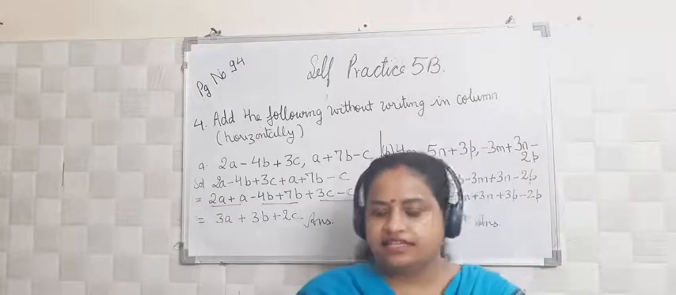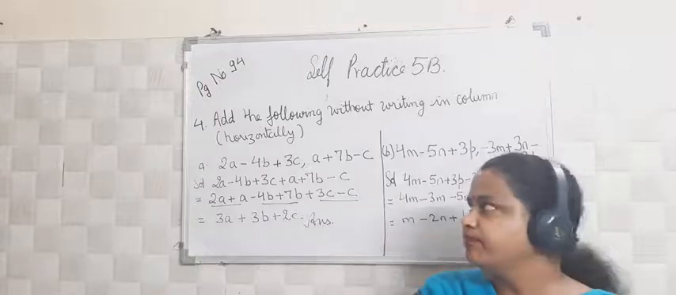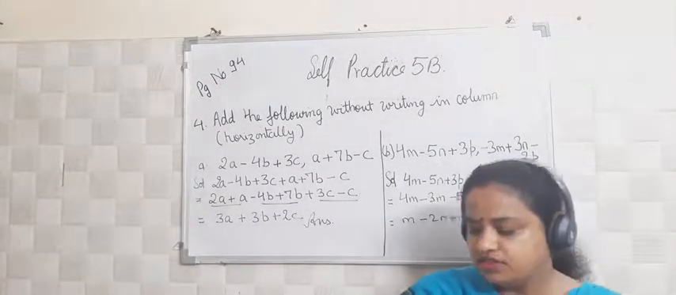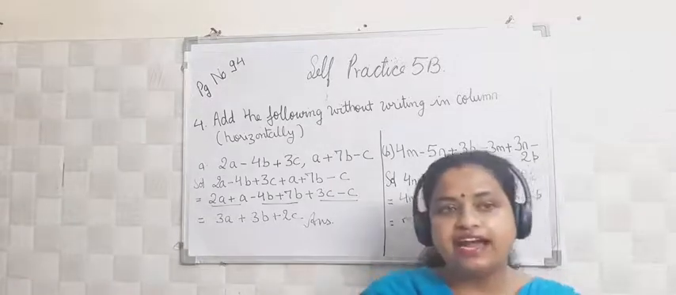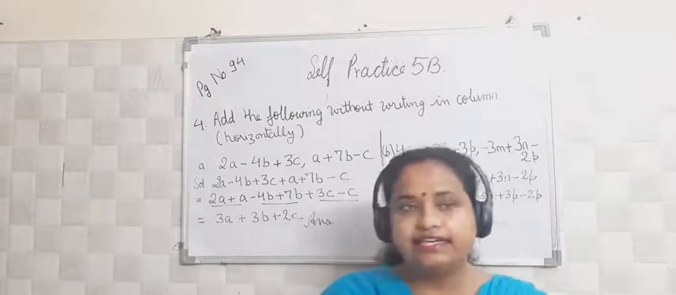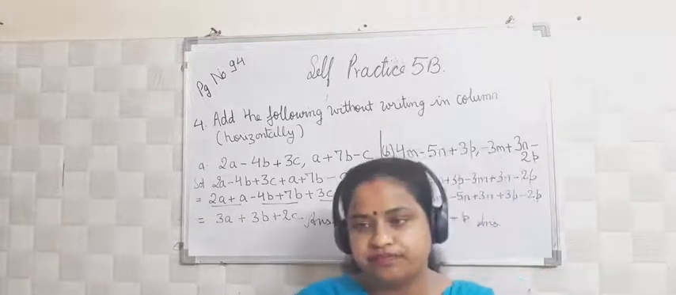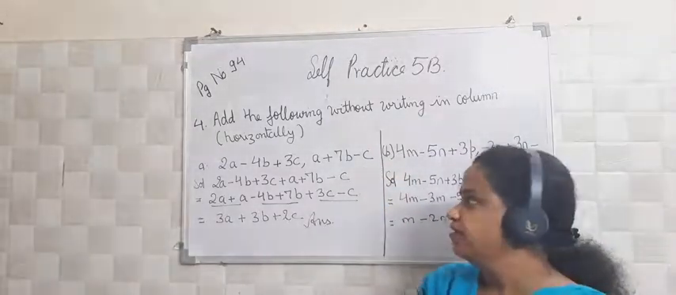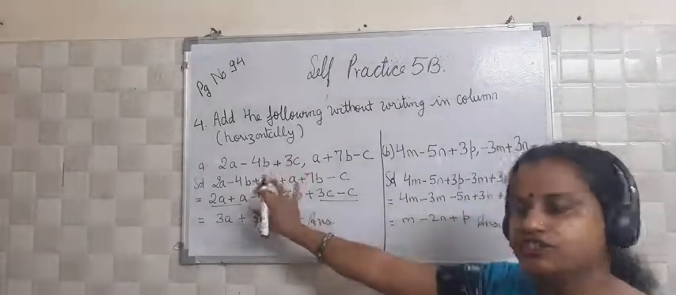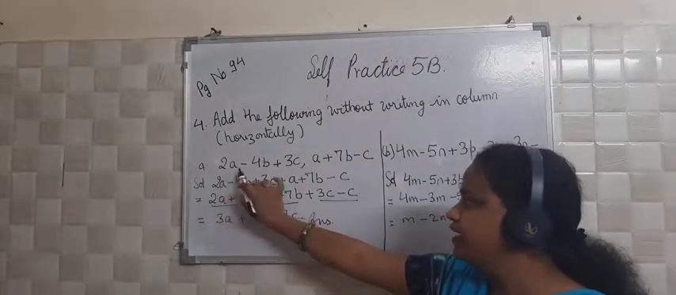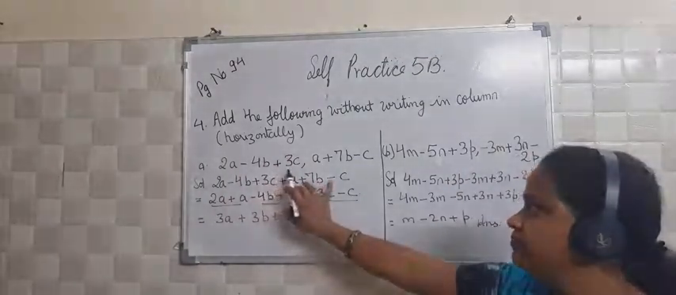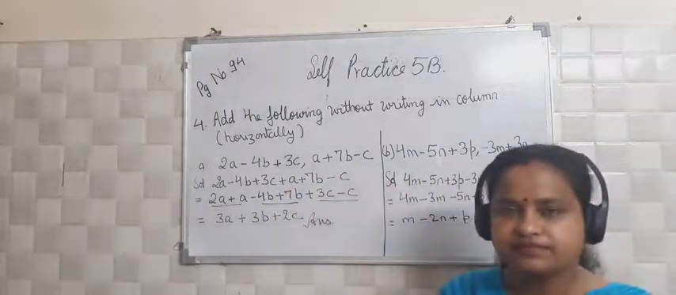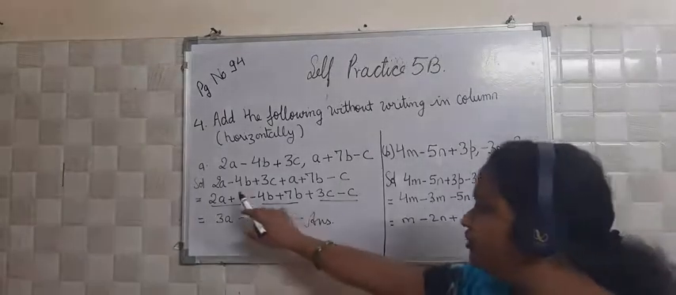Now, that is question number 4 on page number 94. Now see, you have to add the following, writing in column, means horizontally. So for writing in column, what you have to do? First you will write the question. The first part was 2a minus 4b plus 3c, a plus 7b minus c. Correct?